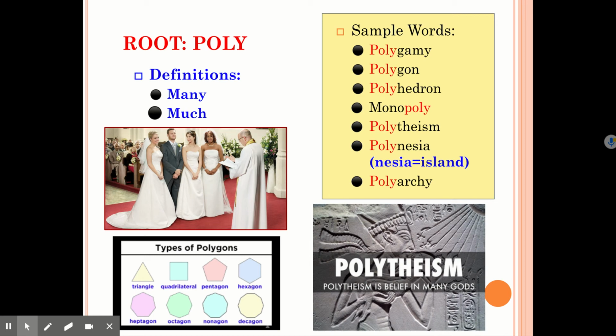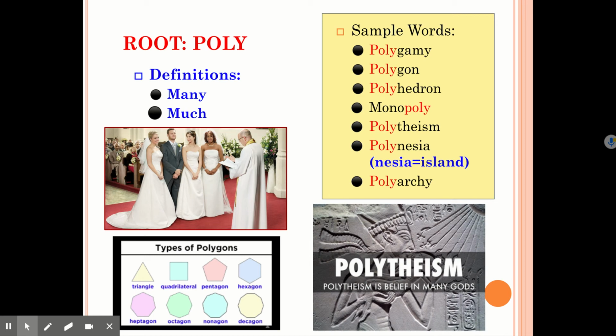Hepta means 7, heptagon has 7 sides. Octa means 8, octagon has 8 sides, non means 9, nonagon has 9 sides, and deca means 10, a decagon has 10 sides. So with the polygons, you can see the roots at work there. Then we have a polyhedron is a solid shape with many sides. Then we have monopoly: if a company or government has a monopoly of a business or political activity, it has complete control of it so that other organizations cannot compete with it.